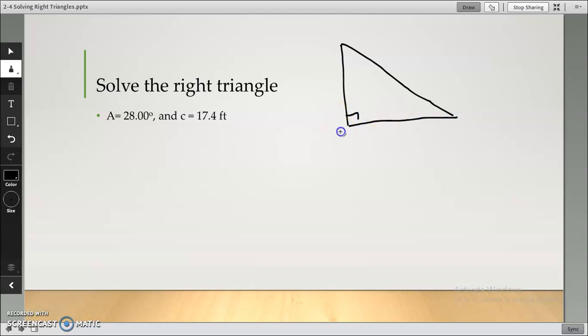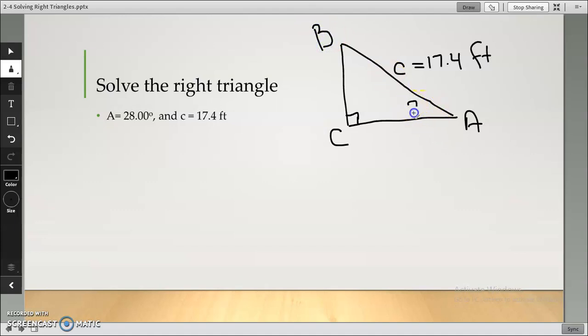So we'll say our 90-degree angle, which is angle C, and our side C, which is directly across, so our hypotenuse, is 17.4 feet. And I only know this because of the example that we just did. Otherwise, they would have to let us know that C is the hypotenuse.